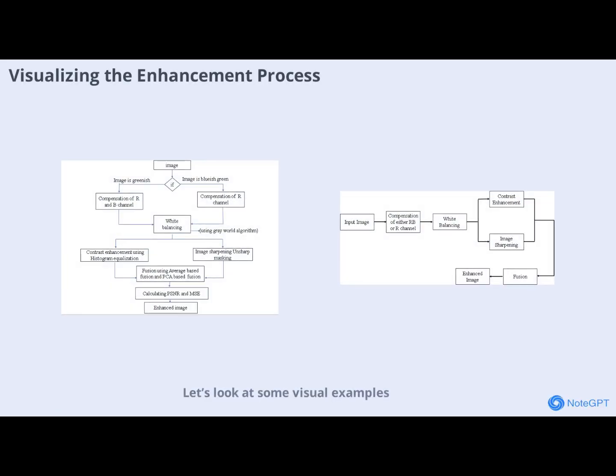Let's look at some visual examples. The original underwater image often shows a greenish or bluish tint, with poor contrast and low visibility. After applying color correction and histogram equalization, the image appears more balanced, with improved color and contrast. Fusion techniques further enhance the image, making details clearer and colors more vibrant. These steps collectively transform a dull underwater photo into a visually appealing and informative image.